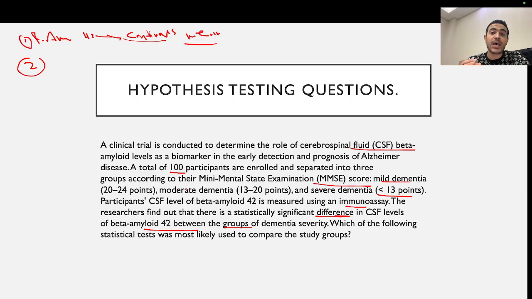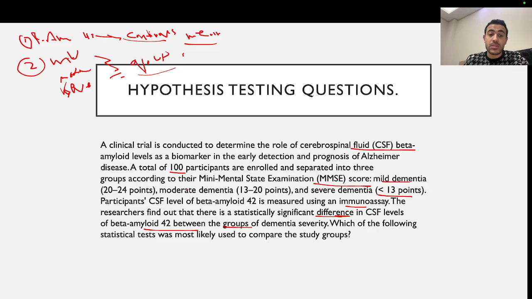And the second thing is how many groups I have in this question. I have mild, I have moderate group of dementia, and I have severe group of dementia. So three groups. And what is, in other words, the question asking me? Now I have the main variable that I'm using, it is continuous because I'm looking for the mean level of beta amyloid 42 among the three groups, mild, moderate, severe dementia participants with this disorder.